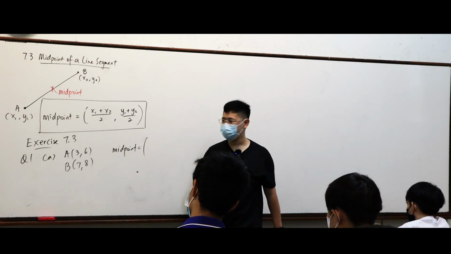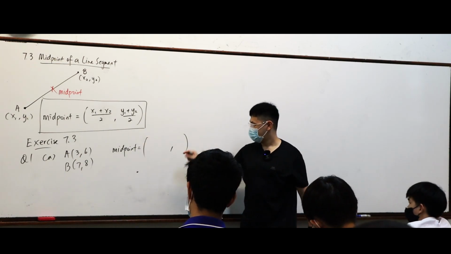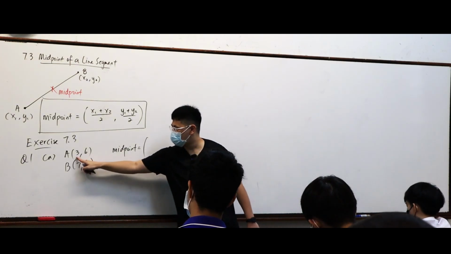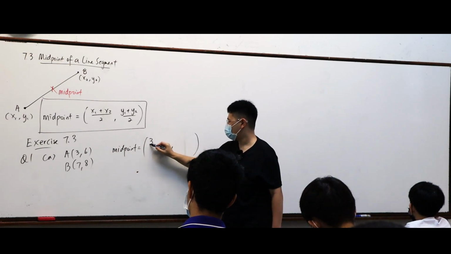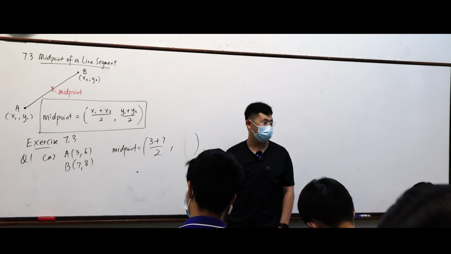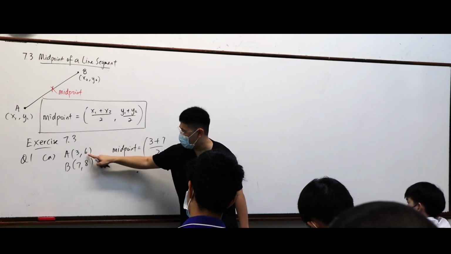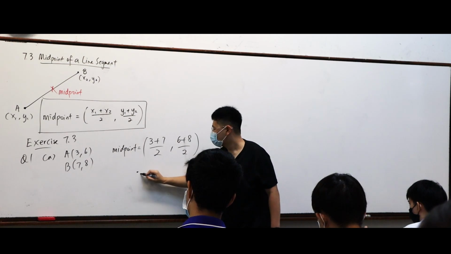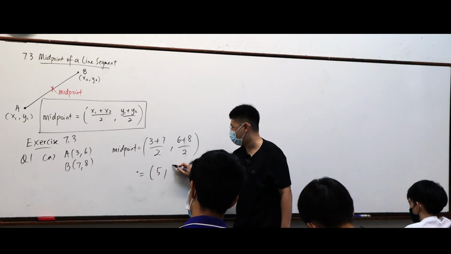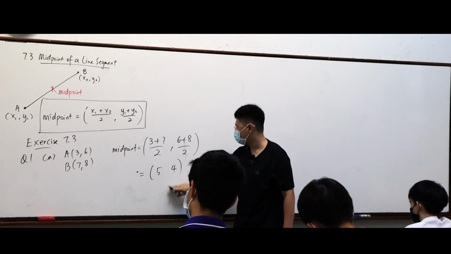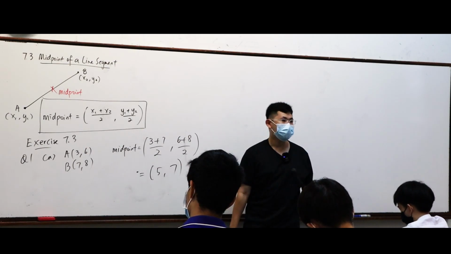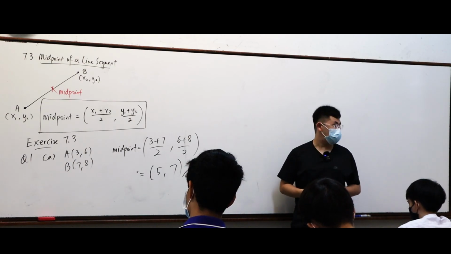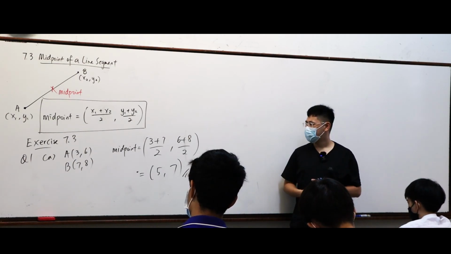So it is a coordinate, x coordinate and y coordinate. We need to look for the average of the x coordinate. So this is 3 plus 7 over 2 for x. For the y, it is the average of these two things, so 6 and 8 divided by 2. So this will be equals to 5 and 7. Just like that. So the concept is very, very short.